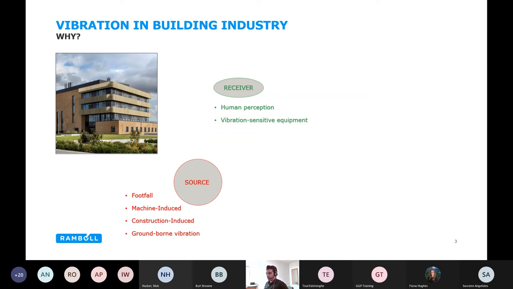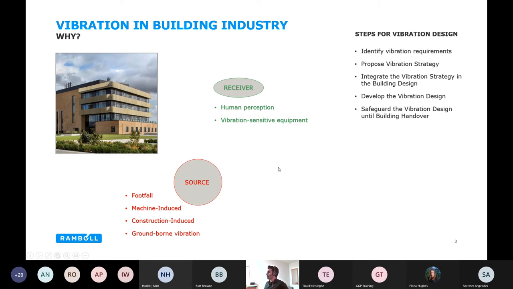In terms of sources of vibration, we may have plenty of them. To name a few, footfall excitation, for example, from the normal use of space for people walking around the office. We can have machine-induced vibration from mechanical and electrical plant serving the building. We can have construction-induced vibration due to temporary works nearby, either for the construction of another building or demolition. And we can have ground-borne vibration from road traffic or a railway line that is close by.